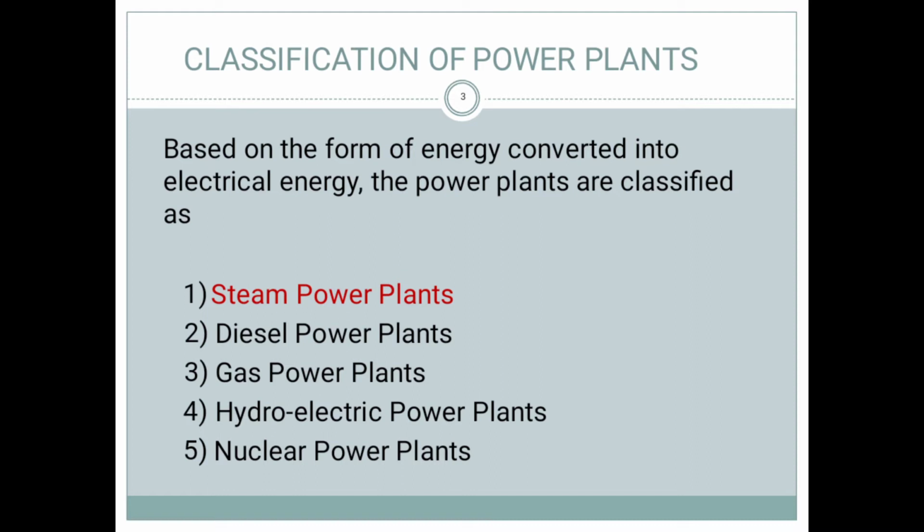And the second one is non-conventional type power generation. This power generation is eco-friendly. There is no air pollution and water pollution. It does not affect the environment and human life. For example, solar energy, wind energy, tidal energy.